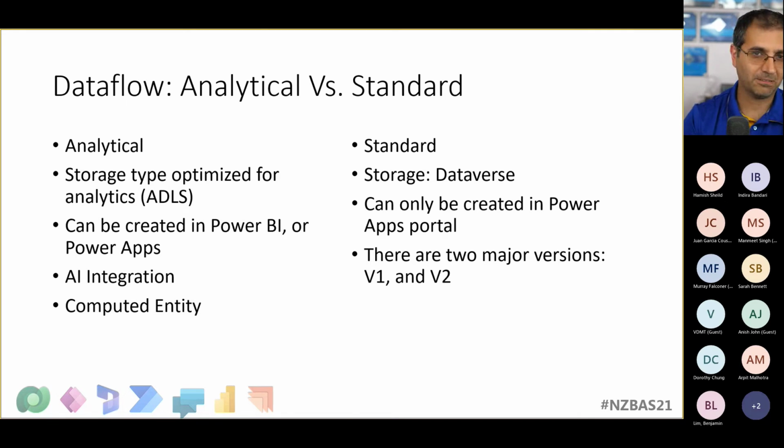So data flow in general is what you have learned so far. There are two main types of it: analytical and standard, which really depends on what functionalities you want in your data flow. Analytical data flow gives you some additional analytical features, such as AI functionalities, and the storage is optimized for analytics, Azure Data Lake storage, versus standard data flow which stores data in Dataverse. If you create a data flow that stores data in Dataverse, that is a standard data flow. You cannot perform AI functionalities on that, not as built-in data flow features. There are always workarounds. If you create it with Azure Data Lake storage, then it is an analytical data flow, which comes with computed entity and AI integration as well.